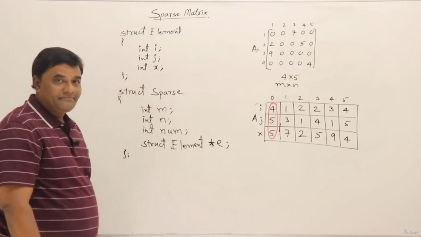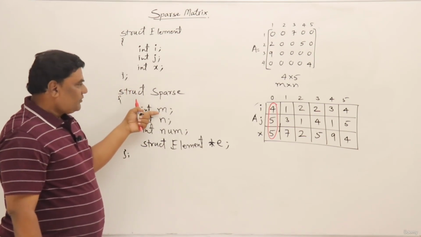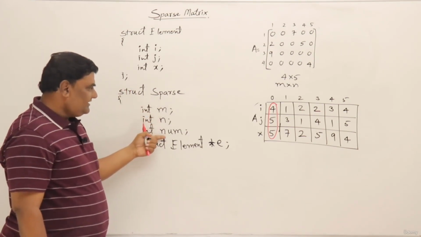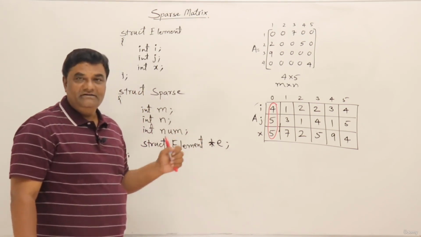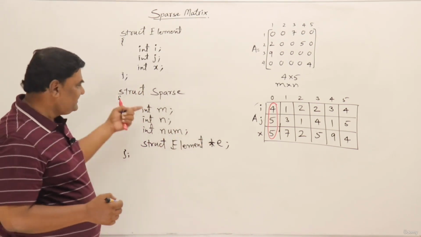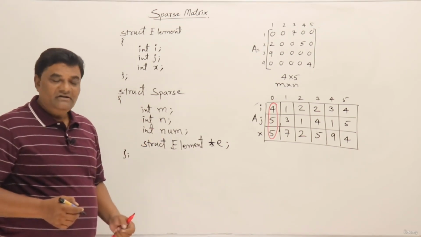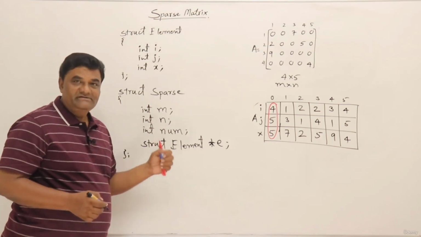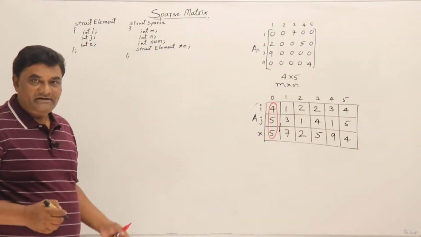Let us read it again. A sparse matrix structure is containing number of rows, number of columns, number of non-zero elements and the array of elements which has to be created dynamically. Now let us see how to use this structure and create a sparse matrix. So I'll remove this and use this space. Now let us look at how to create this sparse matrix.